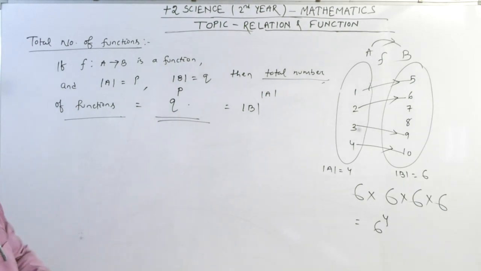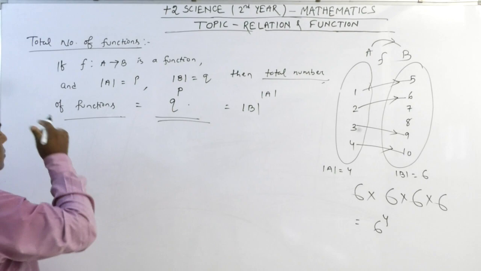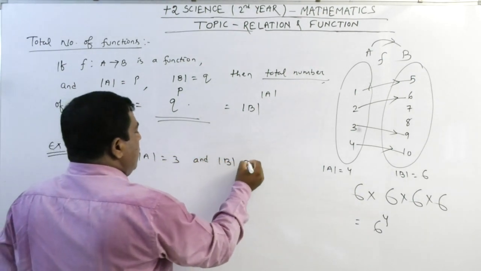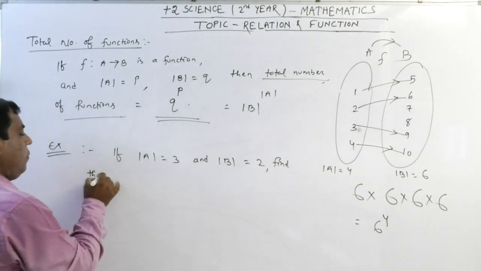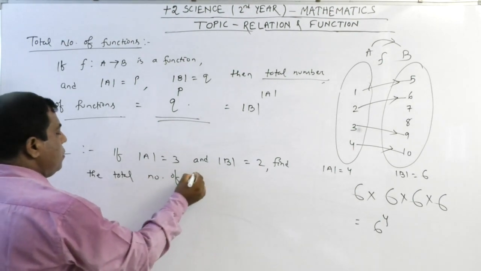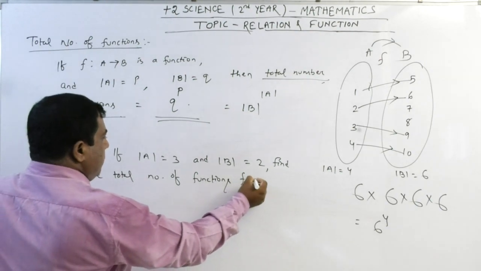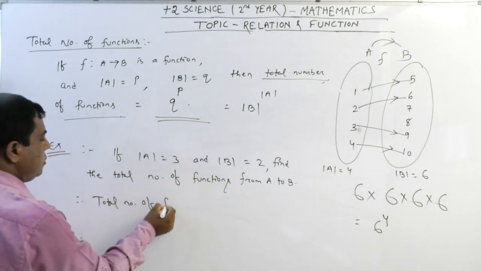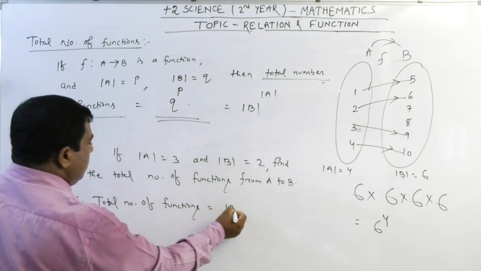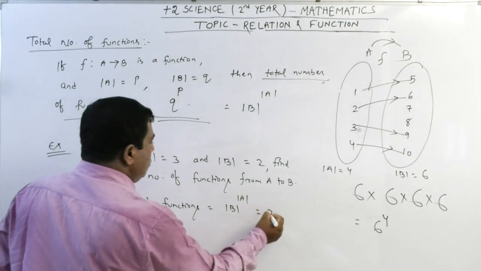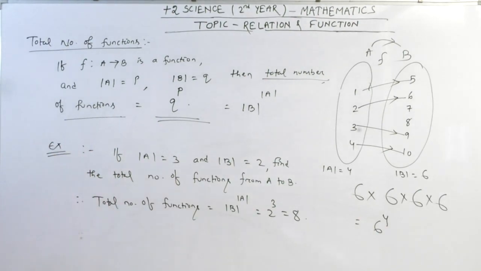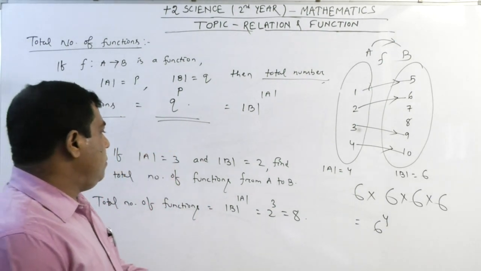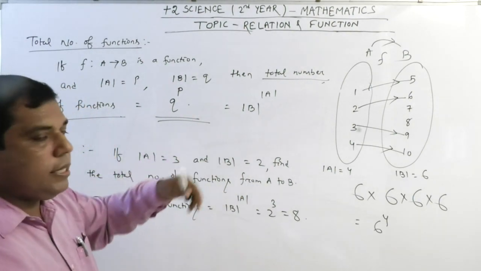Okay, so somebody may ask you, these are the numerical questions in some exams, that if cardinality of A equal to 3 and cardinality of B equal to, suppose, 2, find the total number of functions from A to B. Therefore here total number of functions equal to how much? Total number of functions equal to cardinality of B to the power cardinality of A. So it is equal to 2 to the power 3, which is equal to 8. Okay, so in this way we are able to get the total number of functions. Clear? You see how to get the total number of functions. Please check it. Okay.